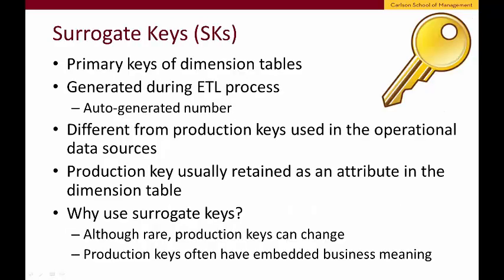The primary keys of the dimension tables are auto-generated numbers during the ETL process. The emphasis is on these keys being completely generic without any relationship to the production keys, used as primary keys in the operational tables. Production keys are often retained as attributes in the dimension tables, but are not used as surrogate keys because they can, albeit rarely, change and often have embedded business meaning.